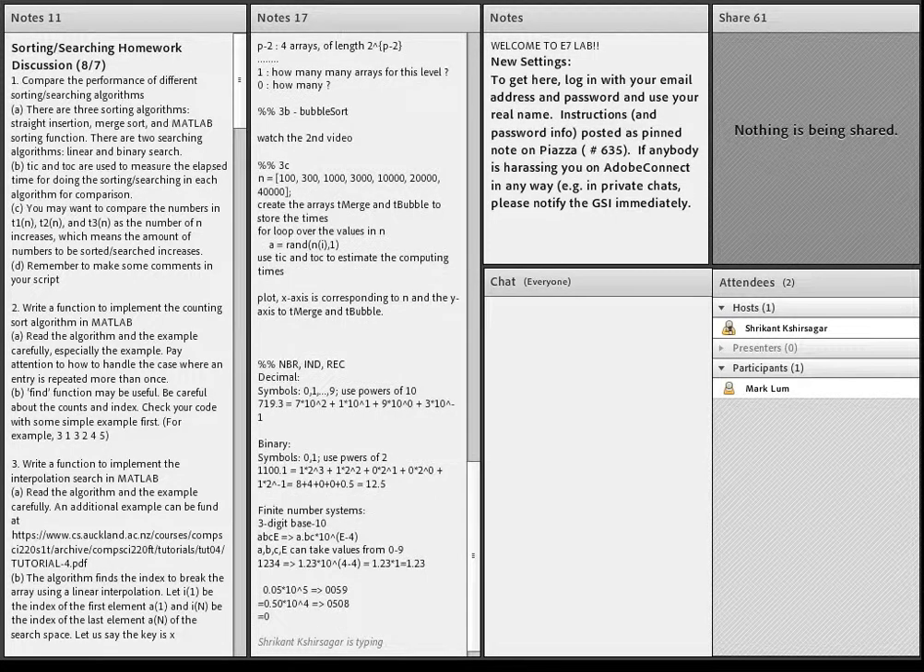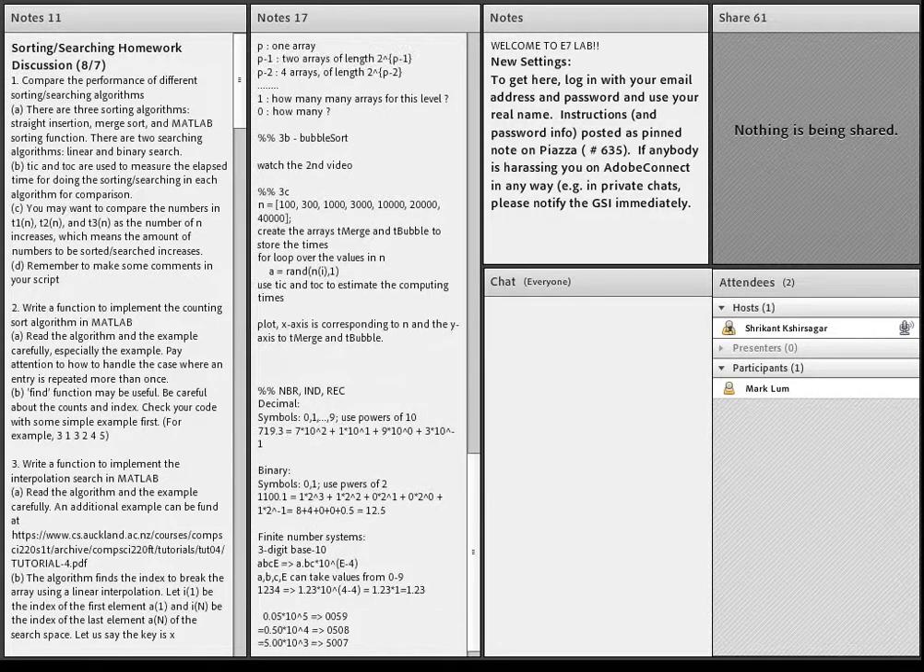Similarly, this number can also be written as 0.500 into 10 raised to 3. And so this number would have the representation 5007. So clearly there's a problem here, because the same number has three different representations. In other words, the representation is not unique. So this is not a good representation. We would like to have a unique representation for numbers.